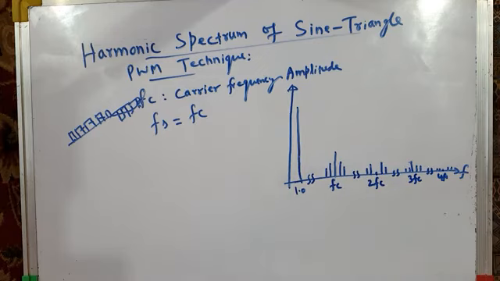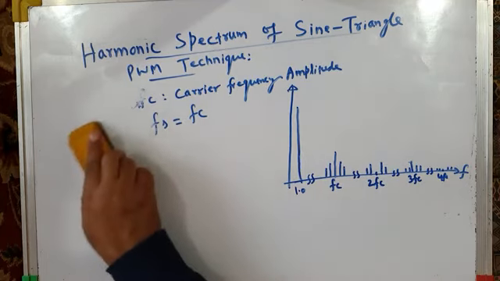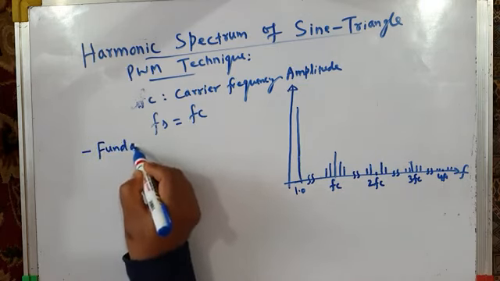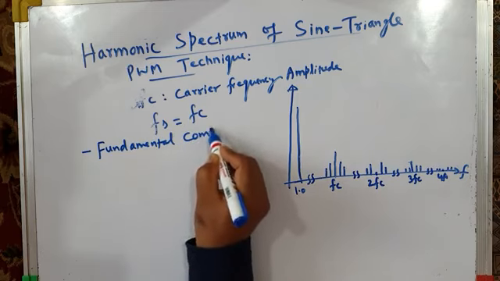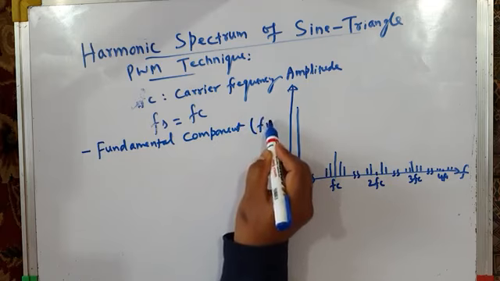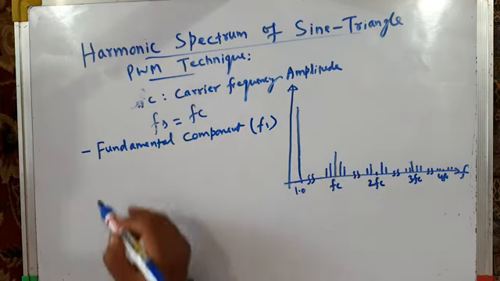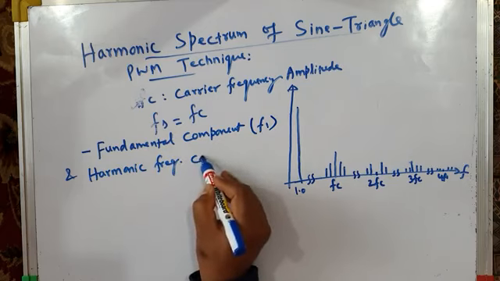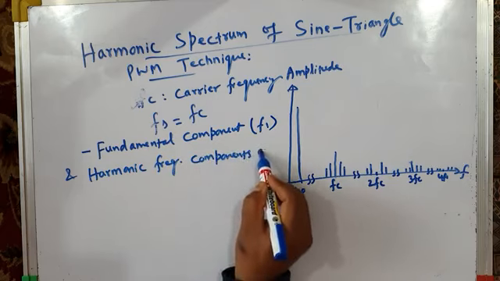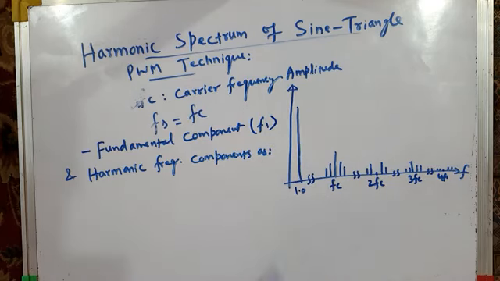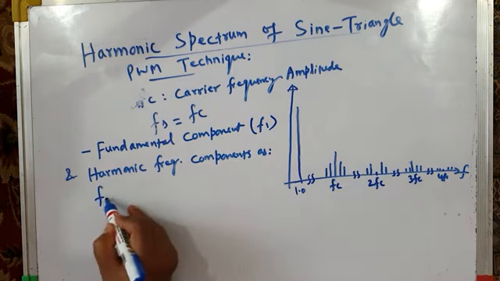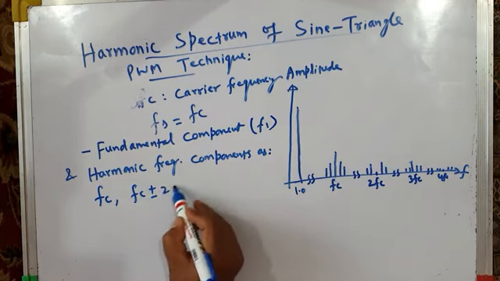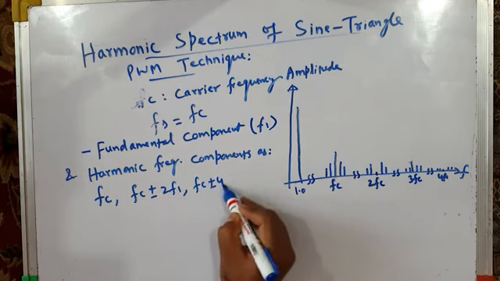So when you perform the harmonic analysis or Fourier analysis of inverter output voltage, you find that the inverter output voltage comprises a fundamental component, which is at modulating frequency or fundamental frequency F1, and harmonic frequency components. The most predominant harmonic will be around switching frequency or carrier frequency Fc. And then Fc plus minus 2F1, then Fc plus minus 4F1, and so on.